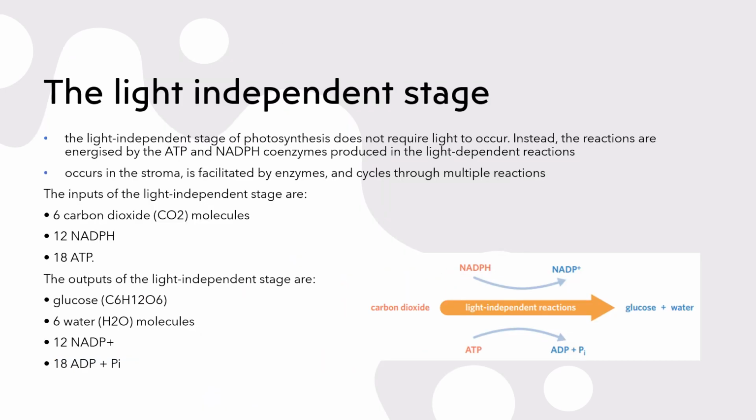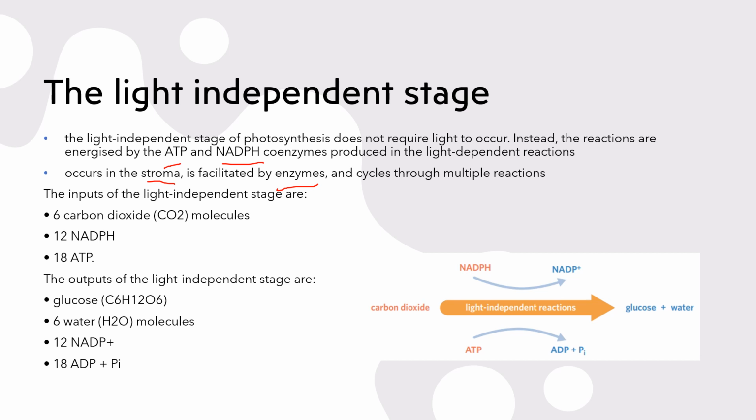We then have our light-independent stage. This is a stage of photosynthesis that does not require light, as the name suggests. Instead, the reactions are energized by the coenzymes that we just made, ATP and NADPH. This occurs in the stroma, as we said, and is facilitated by enzymes. So this is the really enzyme-coenzyme driven part of photosynthesis. The first stage is like the preparations, and this is the stage that produces all the really important stuff.